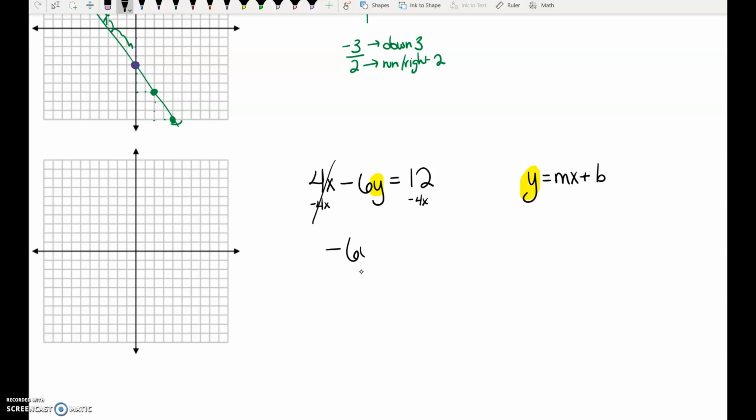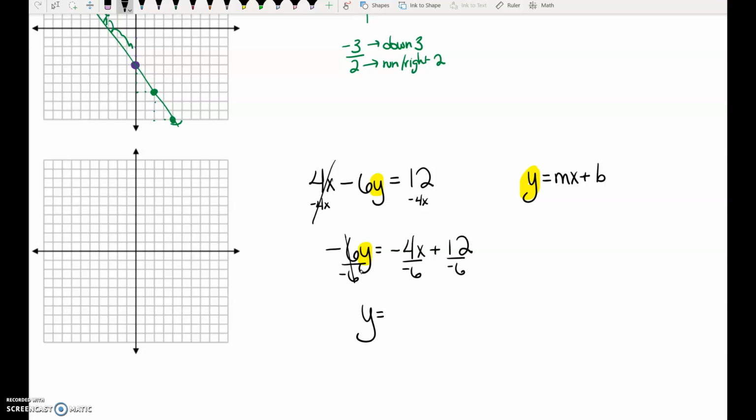So now we have negative 6y equals, you can't combine the negative 4x and the 12. Those are not like terms. So put the x term first and then the 12. Next, we still need to get that y completely by itself, so we need to get rid of this negative 6. So we would divide by negative 6.